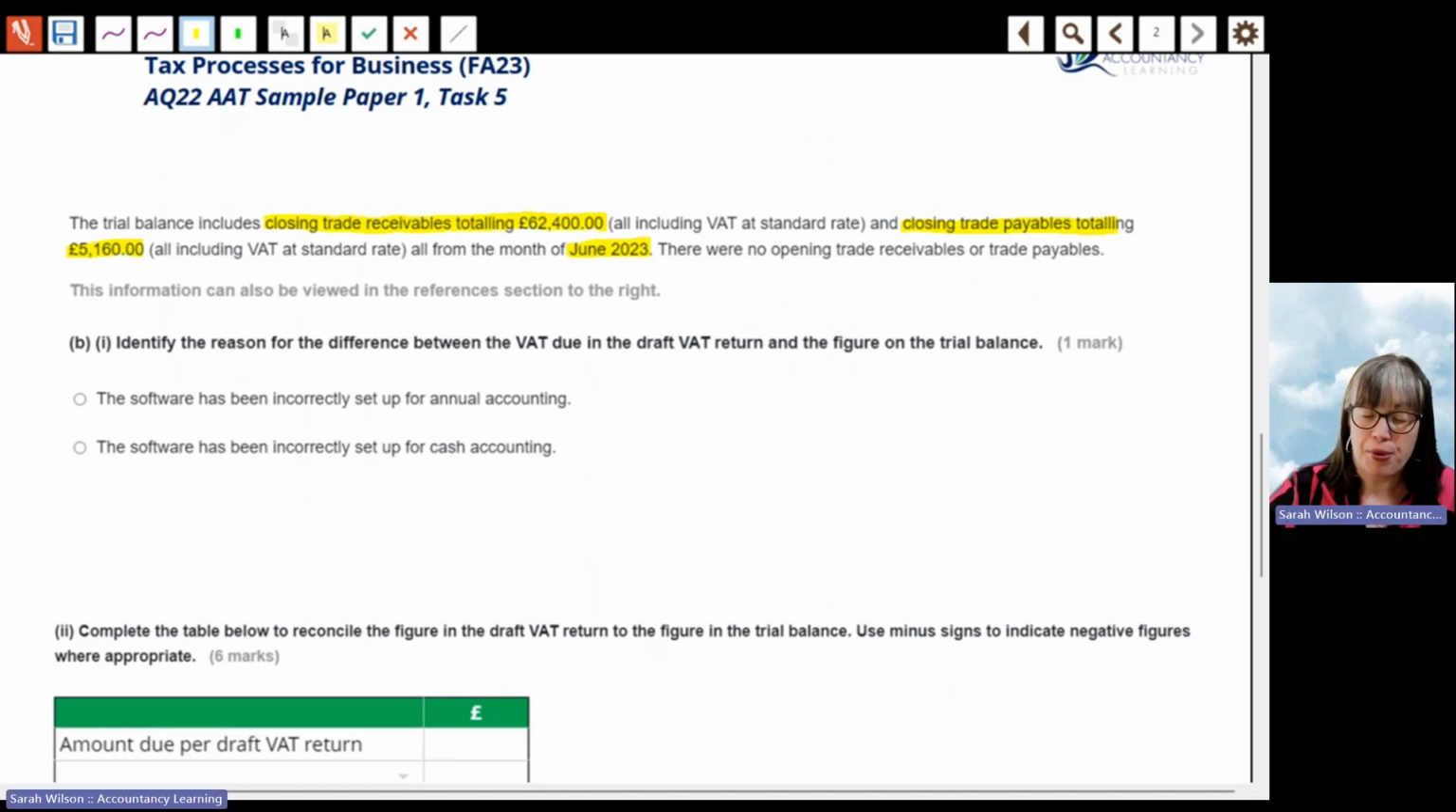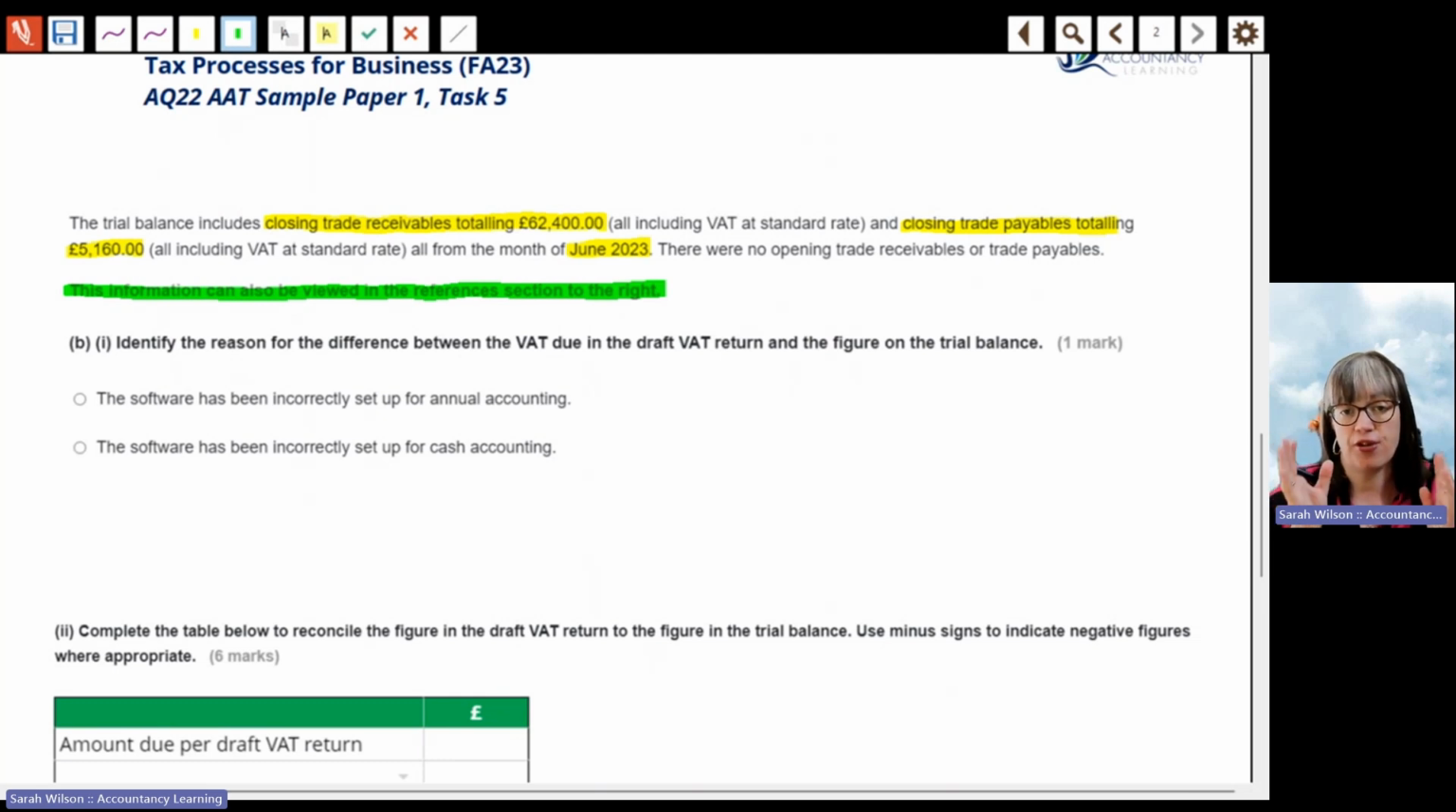Now, just as a point of information here, it does tell you here that in the exam, this information can be viewed in the references section. So on the right-hand side, you can also pick out the information. So you can have your question information on one side of the screen and the answer on the other side of the screen so that you don't have to keep scrolling up and down.